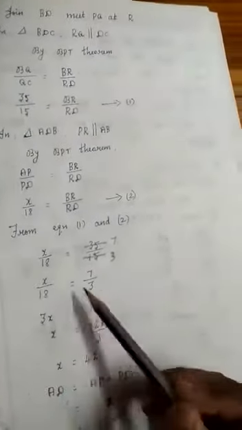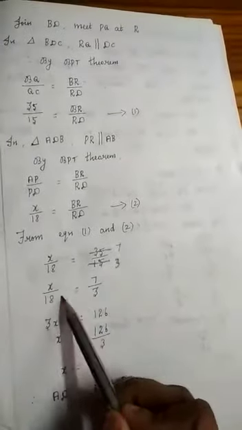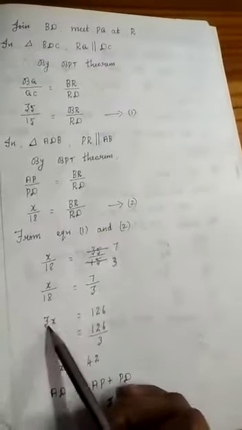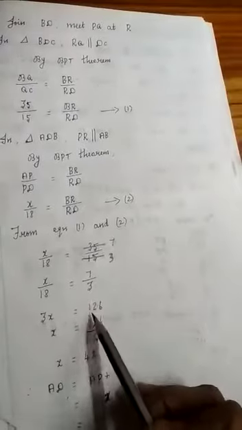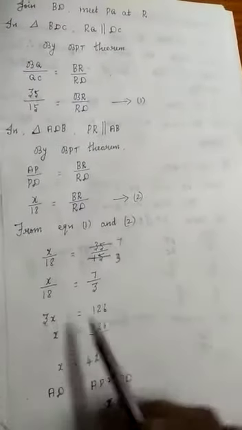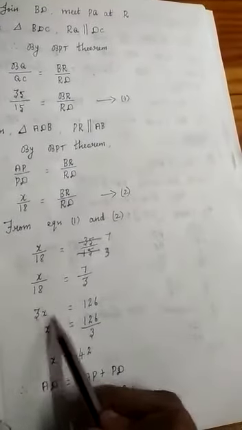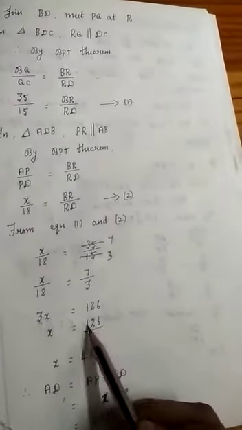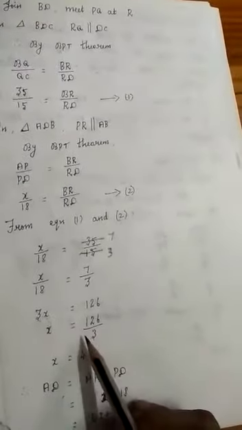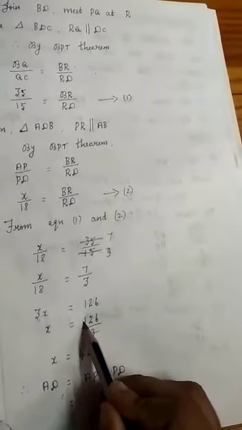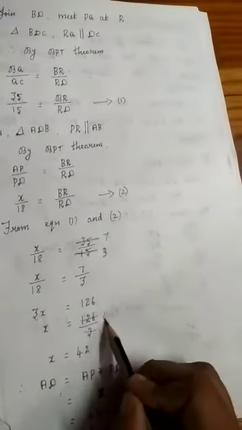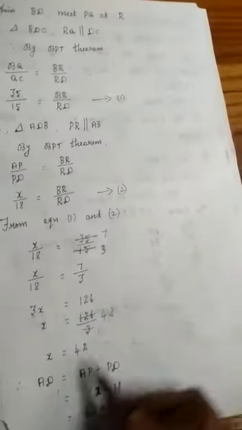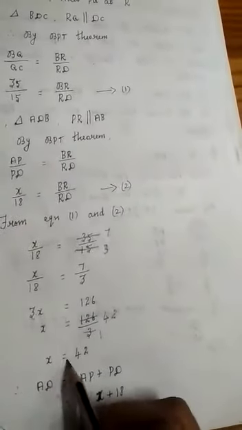Now you have x divided by 18 equal to 7 by 3. Can you cross multiply? So x into 3, that is 3x, is equal to 18 into 7, which is 126. Now x is equal to 126 divided by 3, because multiplication goes to division while transposing. After cancelling, 3 1s are 3, 4 3s are 12, 3 2s are 6. Now you have got the x value: x is equal to 42.